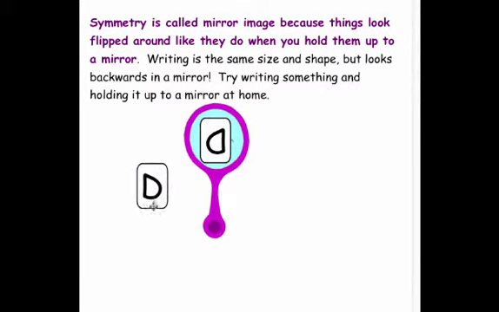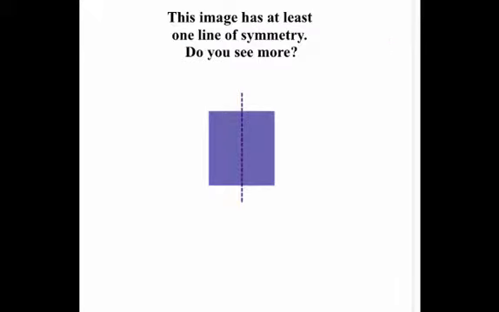This is kind of fun to experiment with at home. Just try writing down different messages on pieces of paper and holding them up to see what they look like in the mirror. This image has at least one line of symmetry, but there are more. Do you see any more? Take a few minutes and study it, and then we'll go ahead and check.